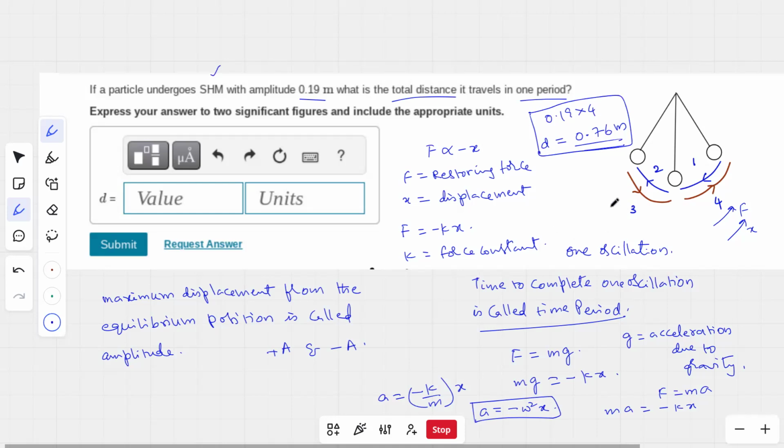Understood? This is based on simple harmonic motion. If you know what one period is and how much distance it travels, from the initial position to the equilibrium position, then to the other end at maximum displacement, then from the other extreme to the equilibrium position and back to the original position, this one cycle is called one period. In this, it is traveling this much distance.